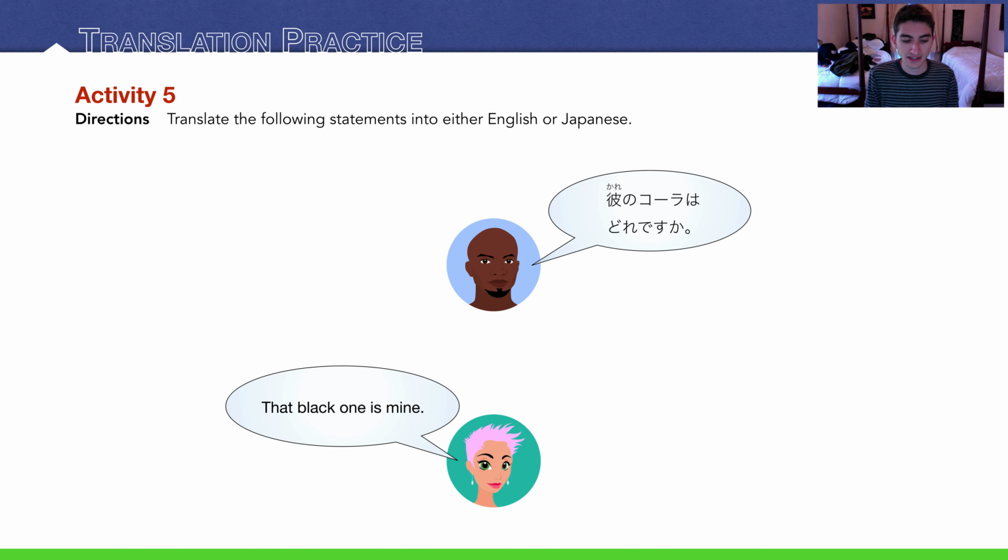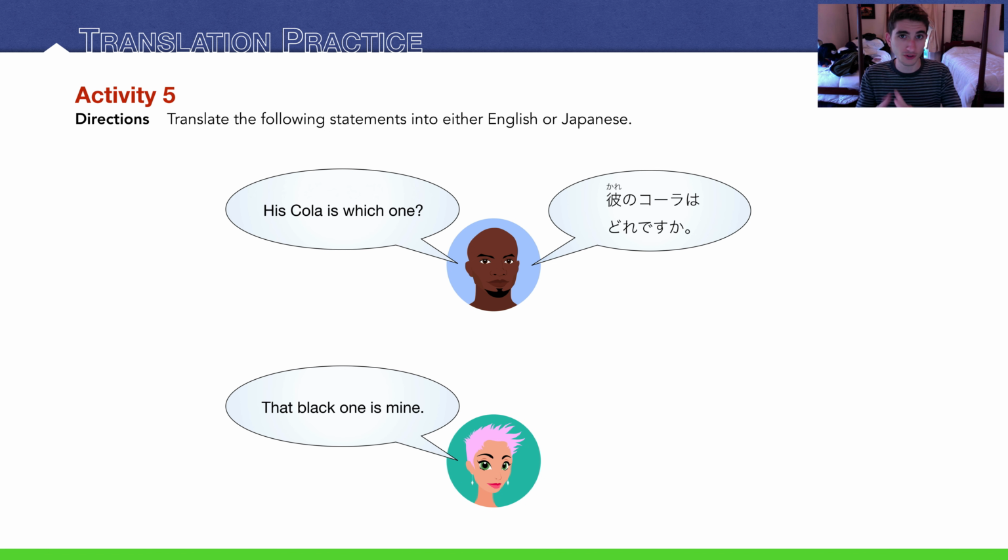Now our translation practice, activity 5, translate the following statements into either English or Japanese. Pause the video, take your time. I'm going to reveal the answers right now. The guy on top says, 彼のコーラはどれですか? Kare means him or his, he. Cola is cola, Coca-Cola, soda, right? Dore is which. His cola is which one? You can also translate this as which one is his cola or which one is his soda.